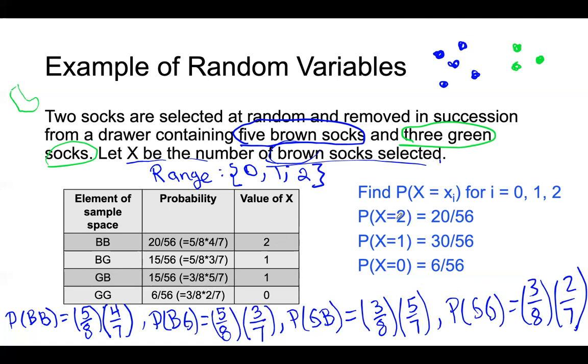Now, we see the probability of getting brown would just be 20 over 56. And no brown socks, just green socks, would be 6 over 56. But you have 2 options essentially, here and here, to get just 1 brown sock. So you would add these together. You would add 15 over 56 plus 15 over 56 to give us 30 over 56. So there are 2 possible ways to obtain 1 brown sock.